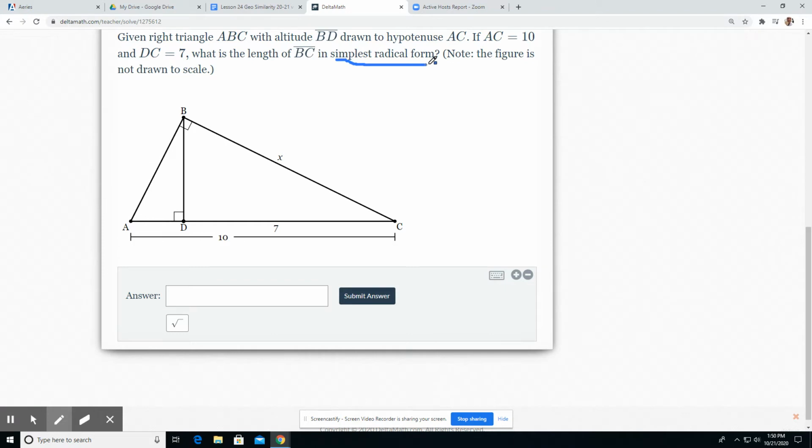In simplest radical form, and it's very important to note that the figure is not drawn to scale, so don't let bigger or smaller numbers throw you off if you've done all your math correct. Now, it's real important when you do these, we want to draw the triangles. I don't know if you can tell, but there's 3 triangles here. There's the biggest one, there's a small one, and then there's a medium one. So if you have trouble seeing which ones you need, it might be helpful to draw all 3 and label the parts that they give you.